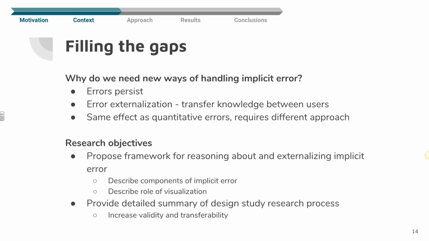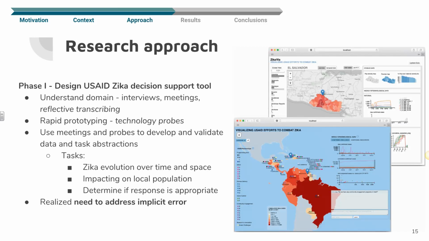So this research proposes a framework of how to understand and deal with implicit error, and then also provided a detailed summary about their research design process. And their motivation for doing this, by the way, was repeatability. So we talk about open science a lot, so this was their motivation. So it's a good motivation, but it's kind of difficult to read. So I broke this into 3 phases.